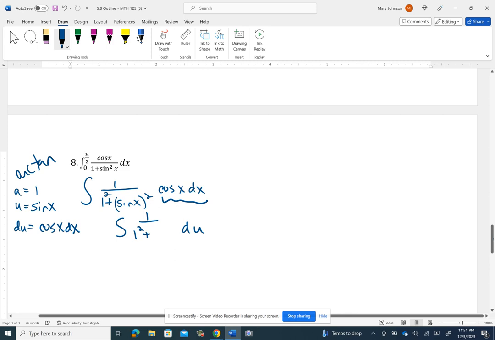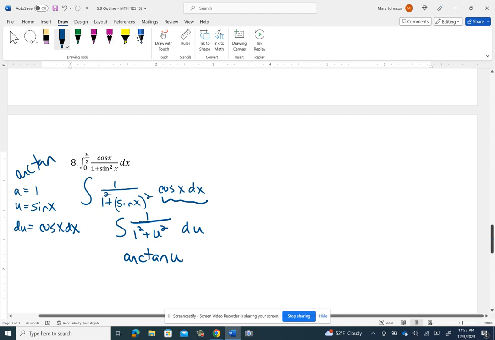And I'll put a u squared there. Then it matches perfectly to the arctan function, which says I need to do 1 over my a value, which is 1, and then arctan of u over my a value, but my a value is 1. So it'll be arctan of the u value, and that was sine x. Oh, let me not do sine x. I'll show you that if you want later, but let's just keep it a u, and then change our limits of integration.